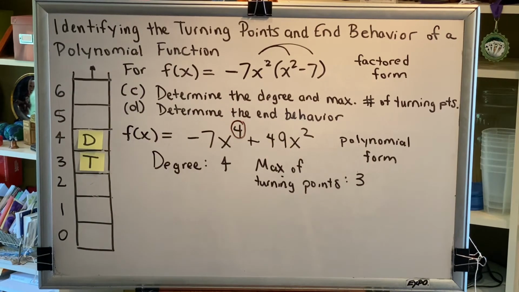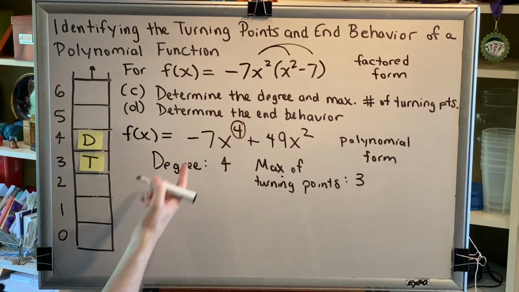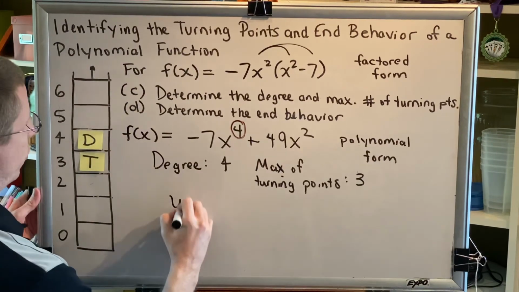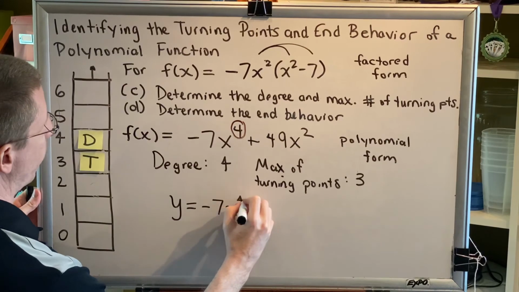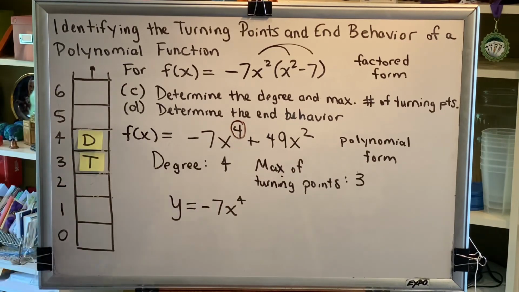Part D, determine the end behavior. Well, when your function's in polynomial form, the end behavior is just the leading term, so we get y equals negative 7x to the 4th power. And that completes this problem.